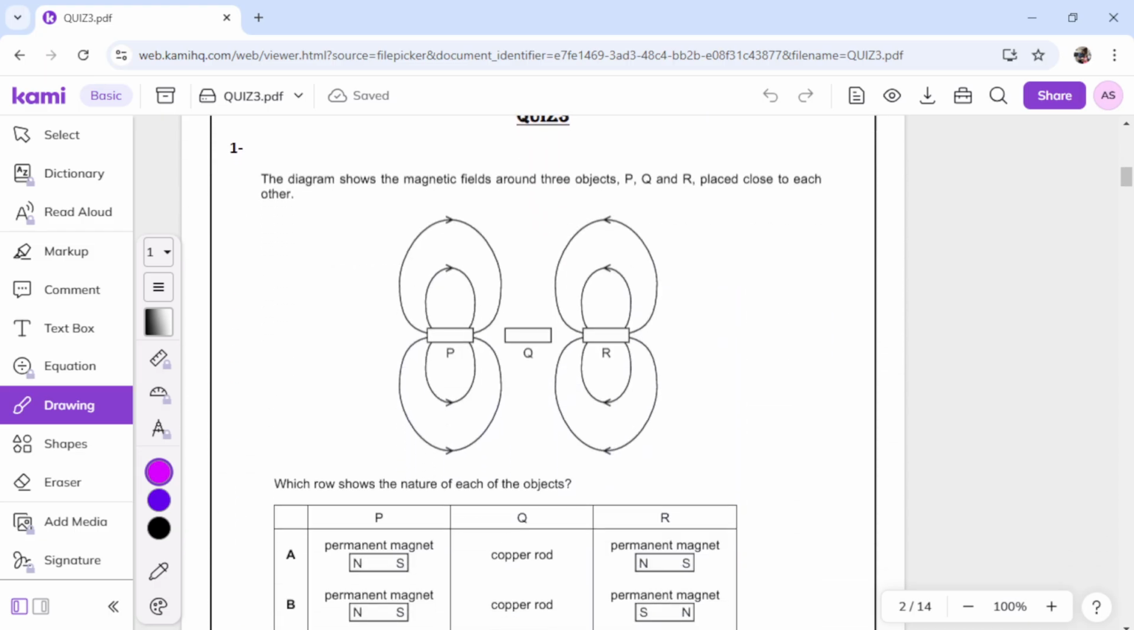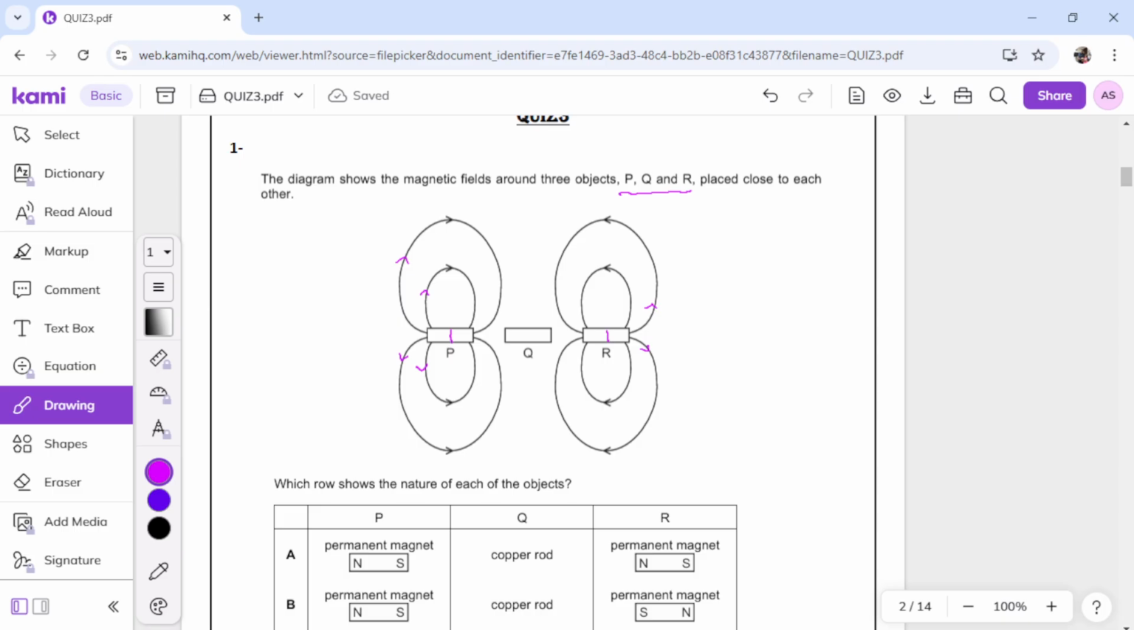So the first question: the diagram shows the magnetic field around three objects P, Q, and R placed close to each other. As you see, first we have two poles for each magnet. Why are P and R magnets? Because they have a magnetic field. These lines are a magnetic field. This is why we have two magnets, P and R.